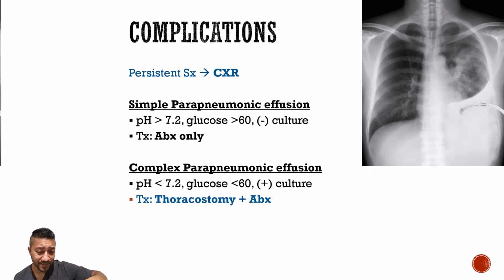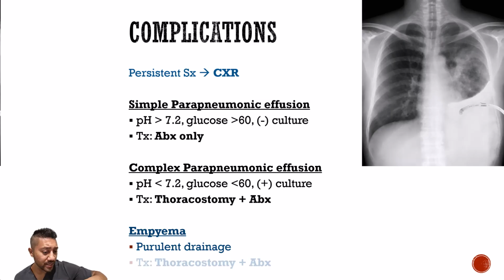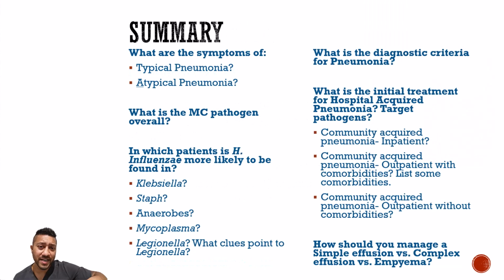Now, if the thoracentesis shows just straight up purulence, then you know you're dealing with an empyema. In that case, the management is the same as a complex parapneumonic effusion, and again, you're going to insert a chest tube and continue your antibiotics. Now, there are other potential complications of pneumonia like sepsis or ARDS, but we're going to cover those in a separate video.